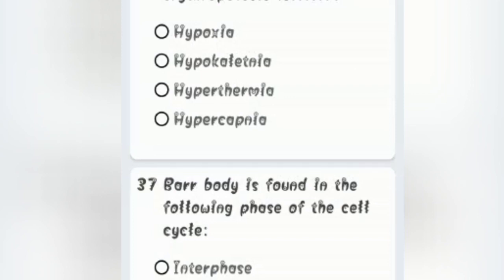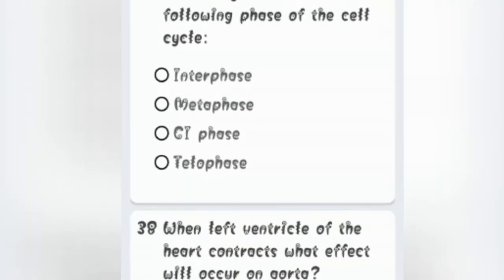Next question 36. The primary stimulus to increase the rate of erythropoiesis is option A hypoxia, option B hypokalemia, option C hypothermia, and option D hypercapnia. The answer of this question is hypoxia, that is option A. Next question 37. Barr body is found in the following phase of cell cycle. Option A interphase, option B metaphase, option C G1 phase, and option D telophase. The answer of this question is option A interphase.